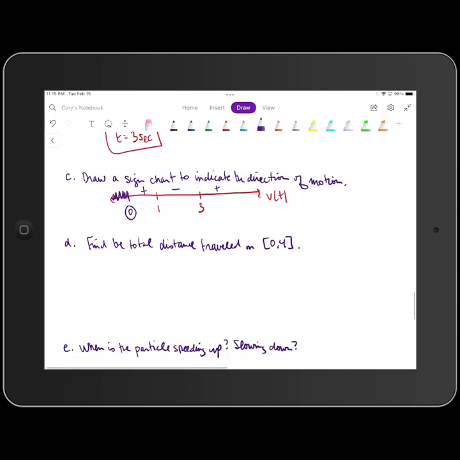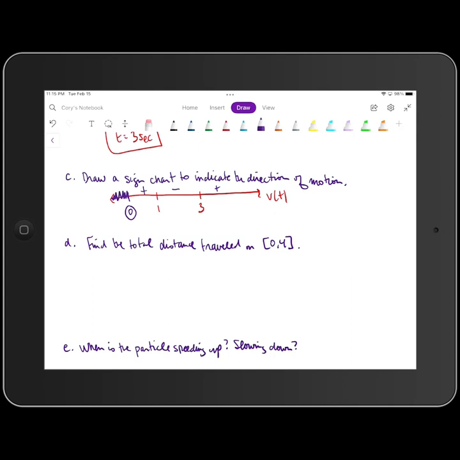Okay, on to part D. Part D is going to be a new calculation for us. It asks us to find the total distance traveled on the closed interval from 0 to 4.